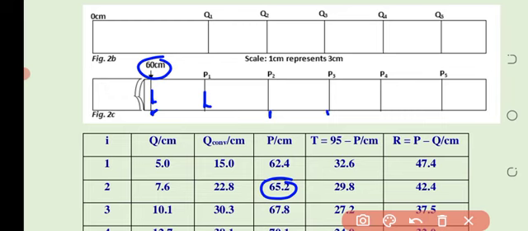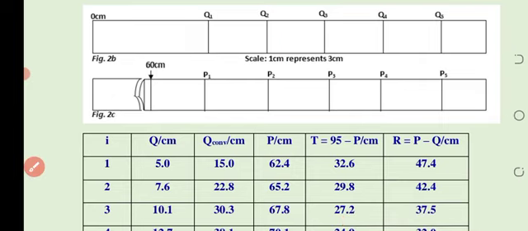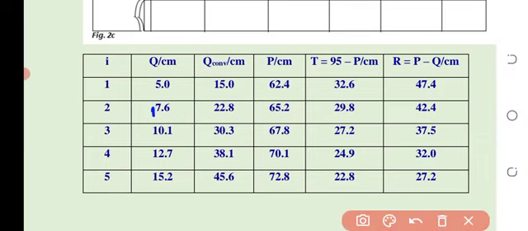Similarly for P3, P4, and P5, every measurement taken from this part, we add every value measured to 60 centimeter, and that is what gives us the value of P here. There's no scale to convert that, so we just leave it like that, and we evaluate every other thing that we have to do here. T equal to 95 minus P, that is 95 minus every other value here, that is what represents T. And our R equal to P minus Q. Please take note of this when you are dealing with this.